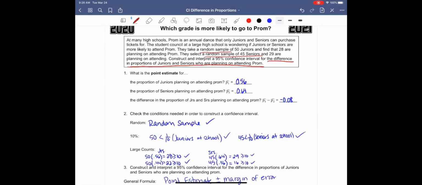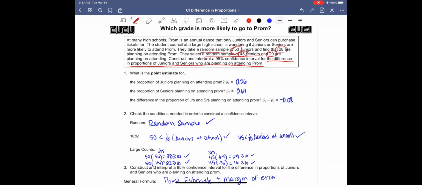So in number one, we're starting by trying to figure out what our point estimate would be. Again, we have two different proportions given in this problem. We have a proportion for juniors, and we've been told that there are 50 juniors sampled and 28 of them plan on going to prom. So our point estimate for the juniors would be p hat 1, which is 0.56. And then we do the same for the proportion of seniors. There are 45 seniors and 29 of them are planning on going, which is a proportion of 0.64.